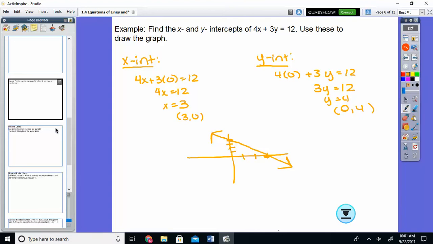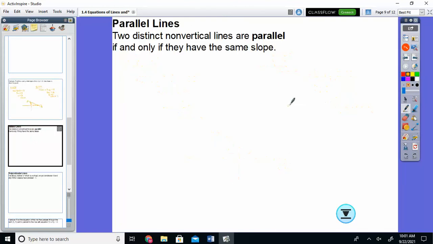Last thing I'm going to talk about is parallel and perpendicular. What does it mean if lines are parallel? They don't touch. Okay, so parallel lines means they don't touch, so they have the same slope. So if you're trying to be concise in your notes, you need to write down parallel lines, same slope. They're never going to meet, so the slopes have to be the same.